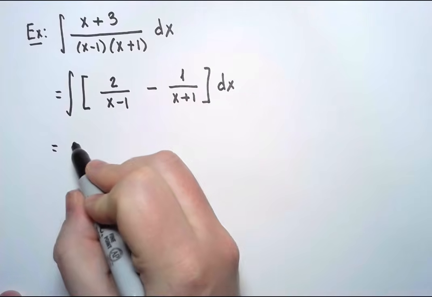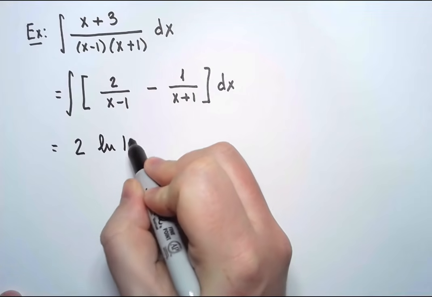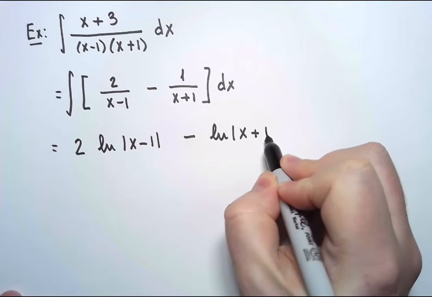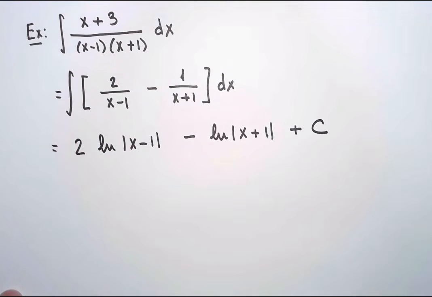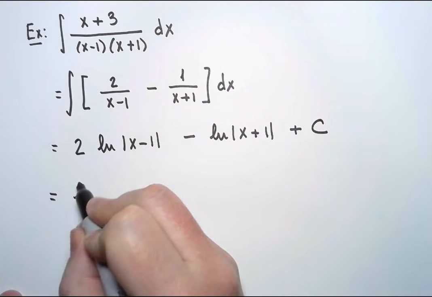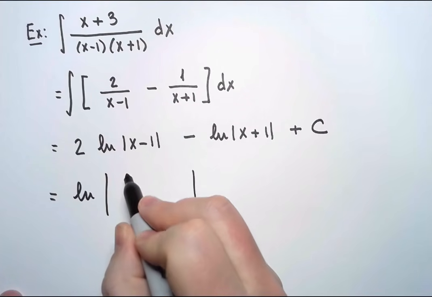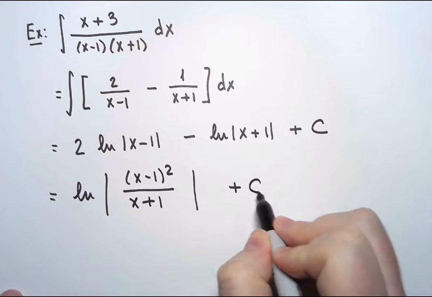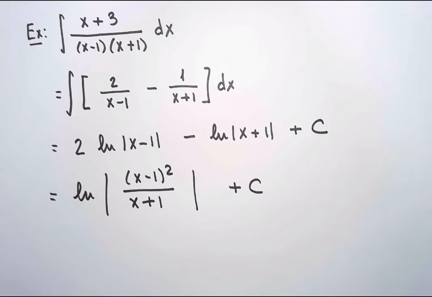So an antiderivative could be 2 times the logarithm of absolute value of x minus 1 minus the logarithm of absolute value of x plus 1 plus, don't forget the integration constant. This is often rewritten using properties of logarithms as follows. This could be the logarithm of x minus 1 squared over x plus 1. Both expressions are equally fine, and that's the final answer.